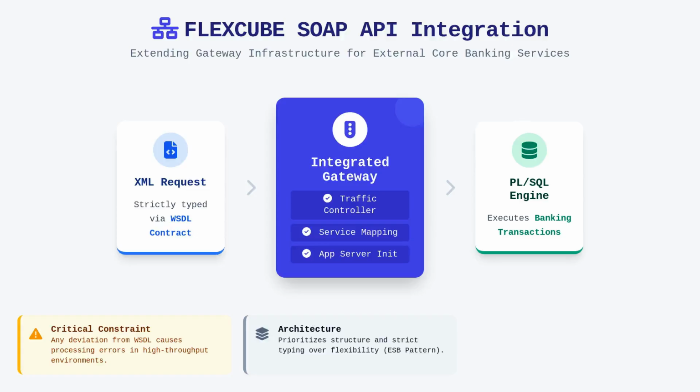The setup process is not merely about enabling a toggle. It requires a deep understanding of how the FLEXCUBE integrated gateway consumes these service definitions and maps them to the underlying business functions. You are essentially creating a bridge that translates external XML-based requests into internal procedural calls that the database can execute. Consistency is the primary constraint here, as any deviation in the XML structure from the published WSDL will inevitably lead to processing errors that are difficult to debug in a live, high-throughput environment.